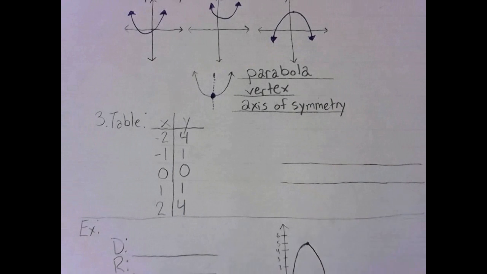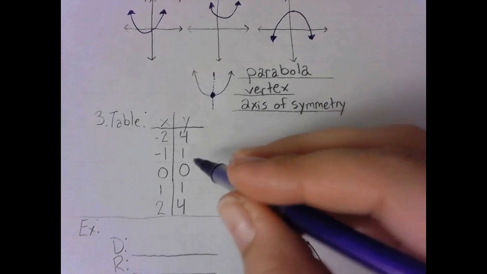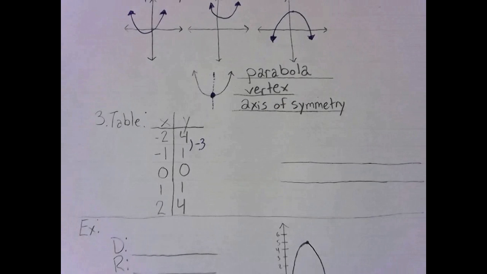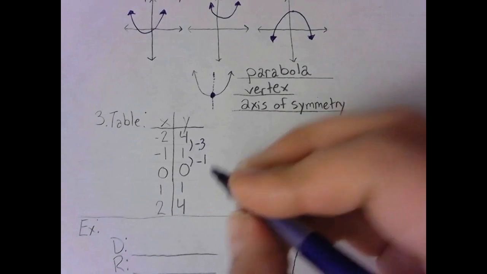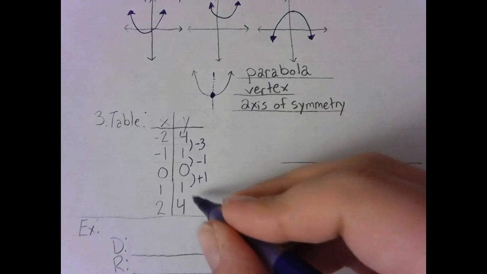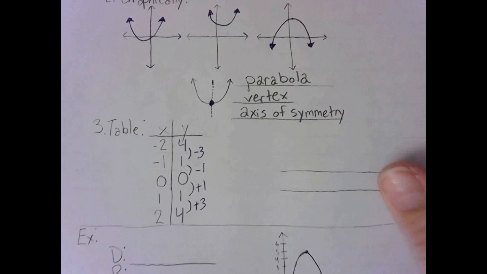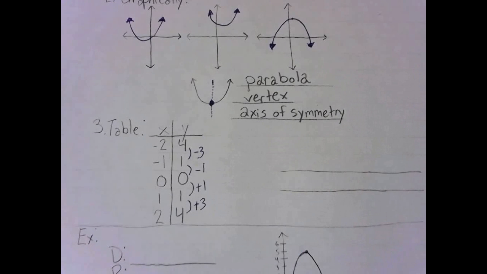Let's see what the differences are between these. The difference between 4 and 1, we subtracted 3 to get there. To get from 1 to 0, we subtracted 1. To get from 0 to 1, we added 1. And to get from 1 to 4, we added 3. Well, that's not a very constant pattern. Let's look at this a second time, maybe we'll see a pattern.